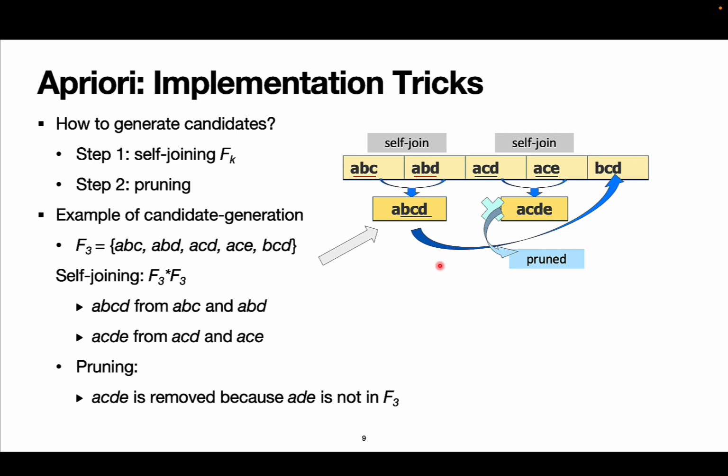One trick that can be implemented at this point is checking all subsets of size 3 against the frequent item sets of size 3 and making sure that at least so far all of these subsets satisfy the minimum support. If they satisfy the minimum support, this is viable and should be checked against the database. But for the case of ACDE, ADE is not part of the frequent item sets of size 3, which means this can be safely pruned.